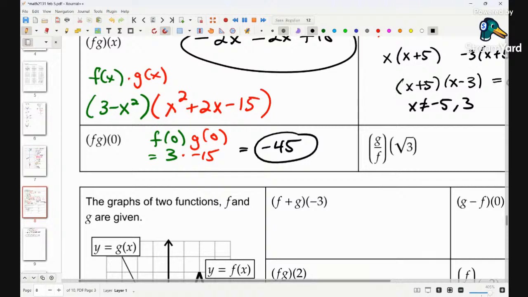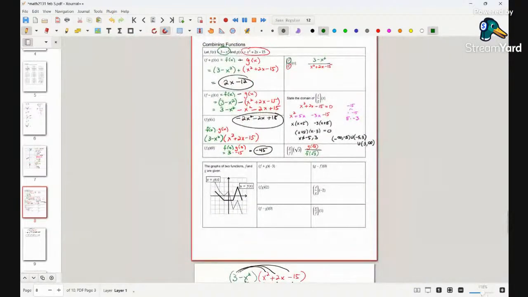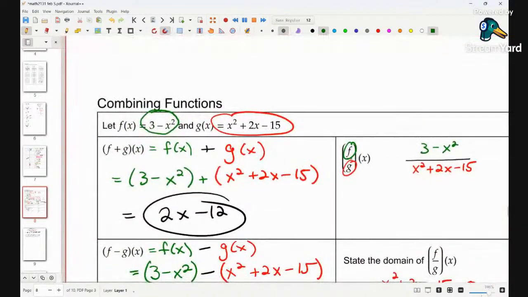G divided by f of root 3. You know where this is going, I hope. We take g of root 3 and divide it by f of root 3. Let me cut to the chase here. Why did I put that on there? Let's go to f.